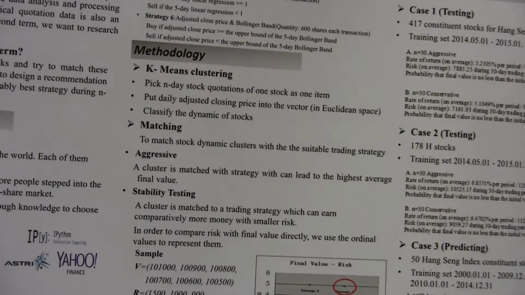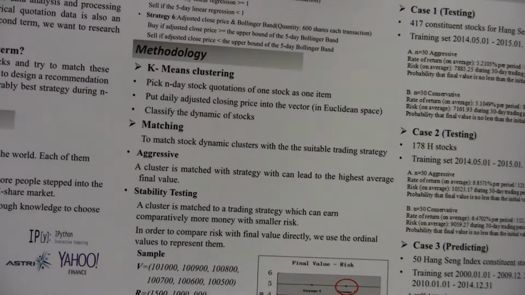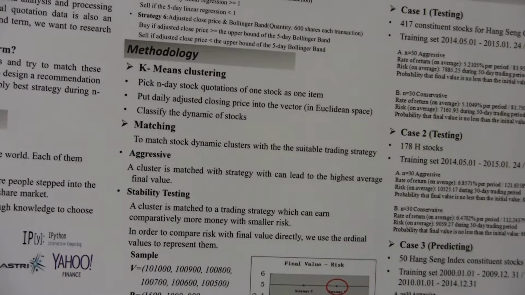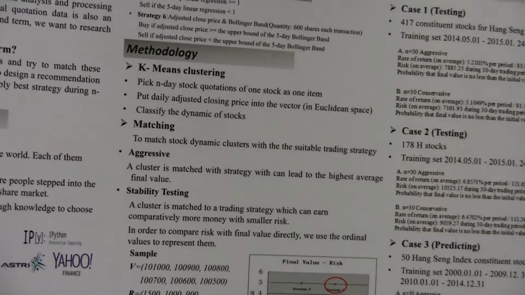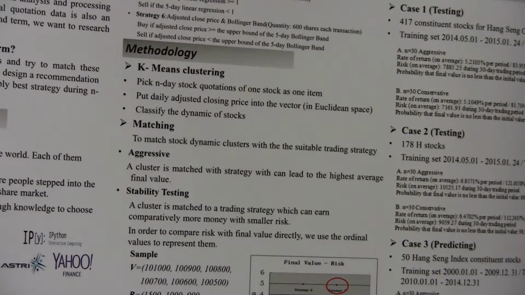We know there are two types of traders in the world. One are aggressive, the other are conservative. The aggressive traders want to earn more money, so we will match the cluster with the strategy which can lead to the highest average final value.